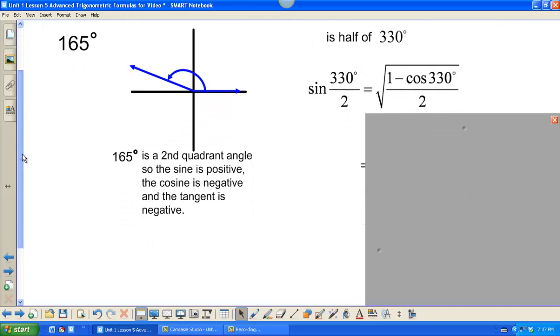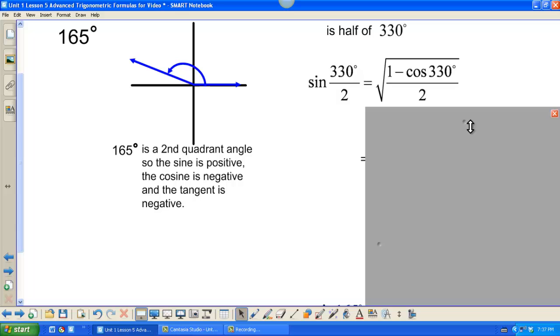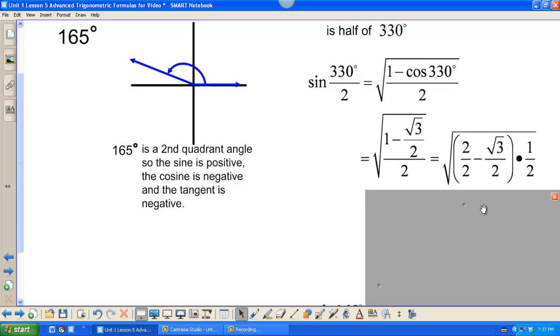So the first step that I'm going to take is I'm going to evaluate the cosine of 330, which is root 3 over 2. Next, what I did in the next step is 1 can be represented as 2 over 2. And then in the same step, I divided by 2, which is the same as multiplying by the reciprocal, which is a half.